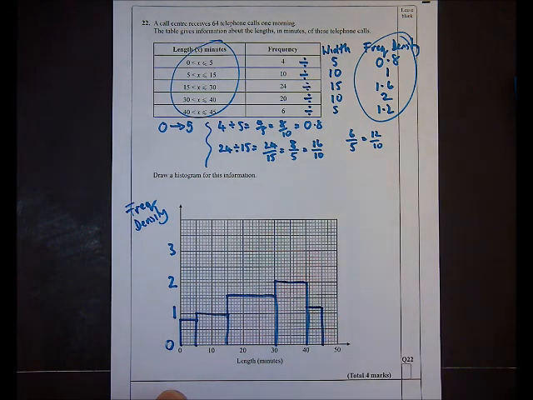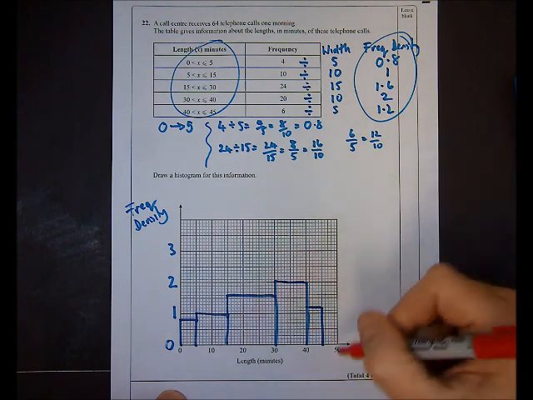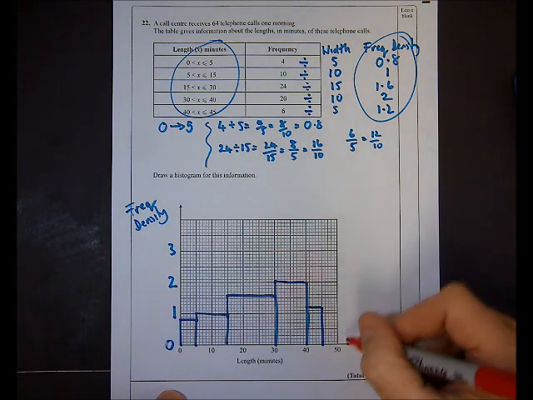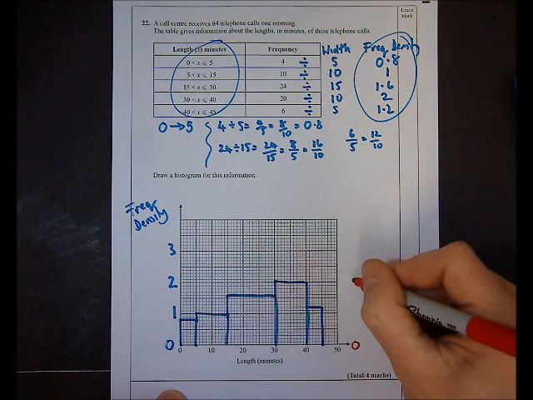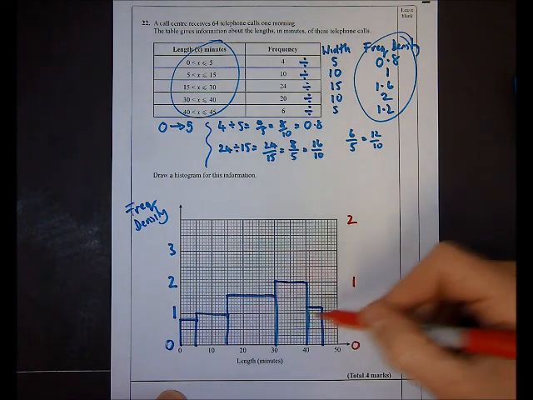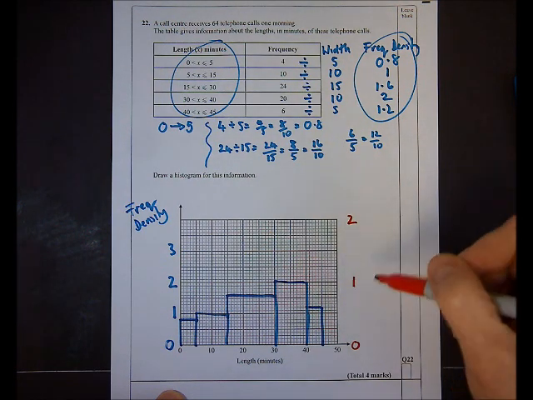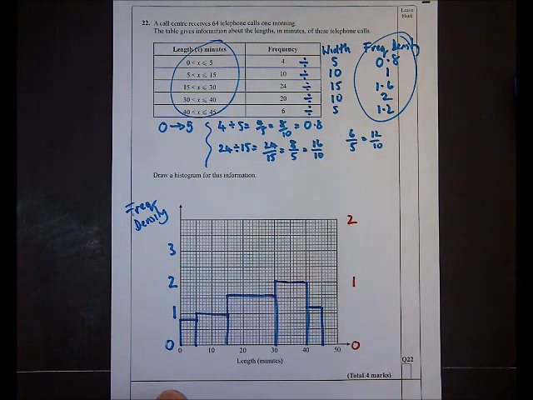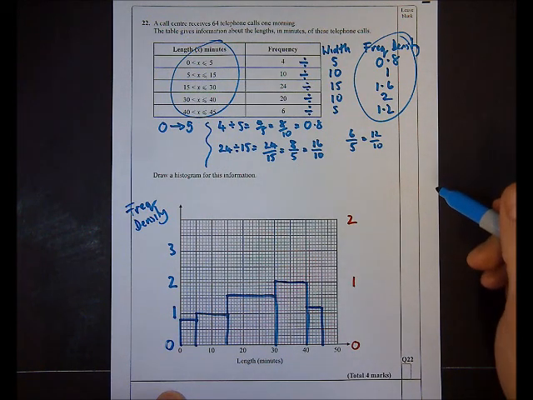Now that's not the only scale I could use. I could use a slightly different scale which would have made my histogram bigger, and I could have started here at 0. This would be 1 and this would be 2. And that would have the effect of doubling the height of all of my bars. However, that would have made the histogram a little bit more complicated to plot, and it's a good idea to make your life as simple as possible.